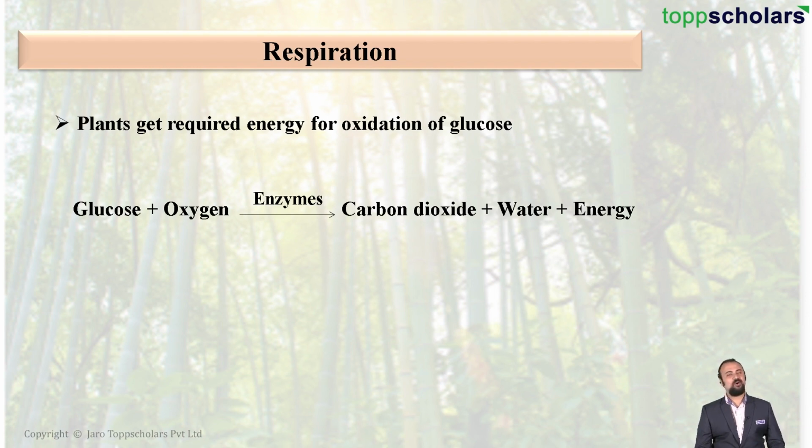Glucose plus oxygen in the presence of various enzymes gives us carbon dioxide plus water in the form of water vapor and energy in the form of ATP, that is adenosine triphosphate. So students, this is something which goes around in plants as well as in all the animals.